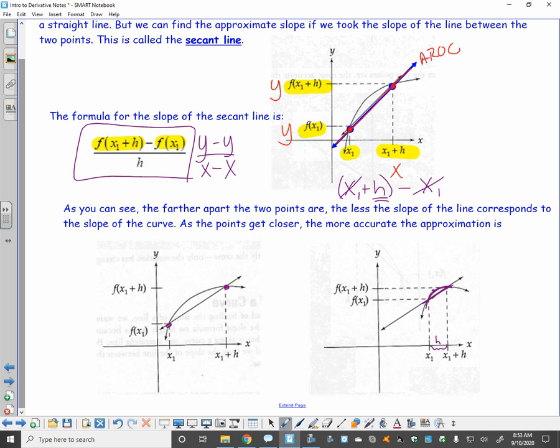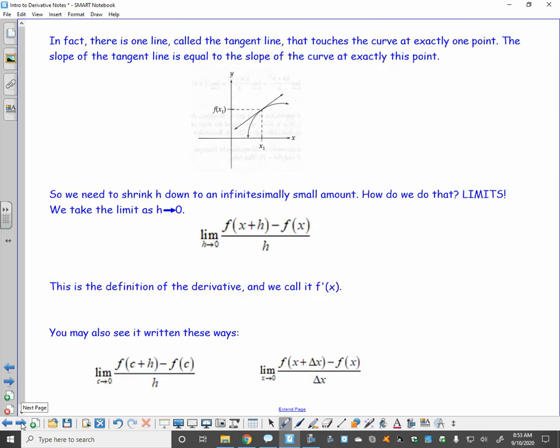So if I want that h to get smaller and smaller and smaller, then we're going to use the definition of a limit. In fact, there is one line called the tangent line that touches the curve at exactly 1 point. The slope of the tangent line is equal to the slope of the curve at exactly this point. Ooh, that's a good sentence. Let's do that one more time. The slope of the tangent line is equal to the slope of the curve at exactly this point.